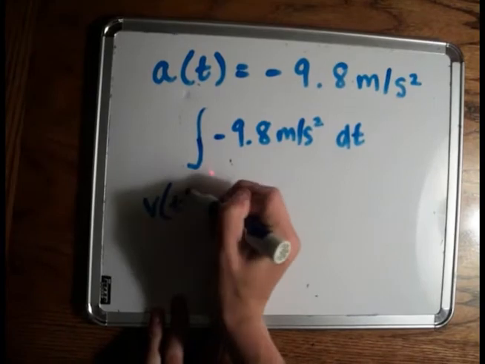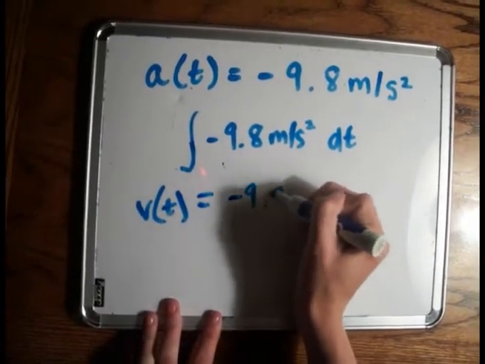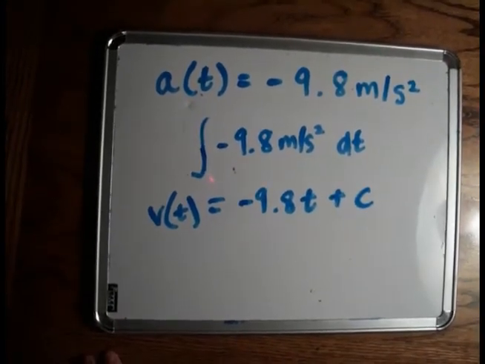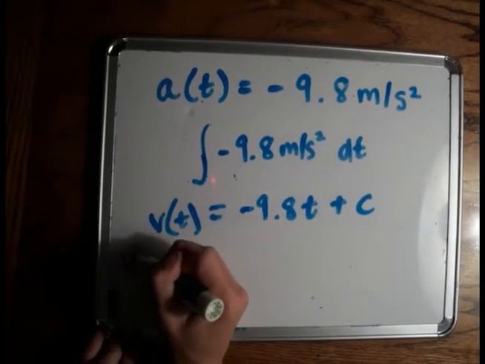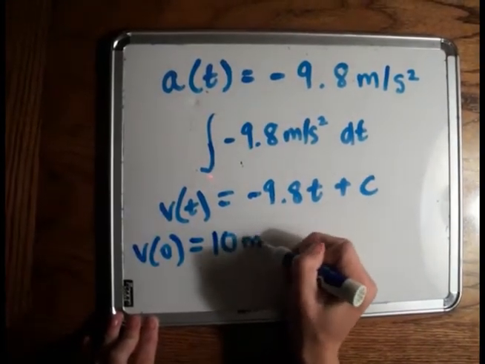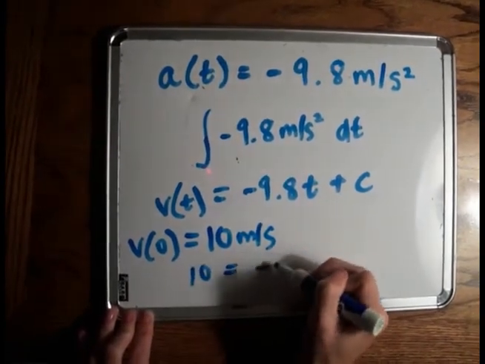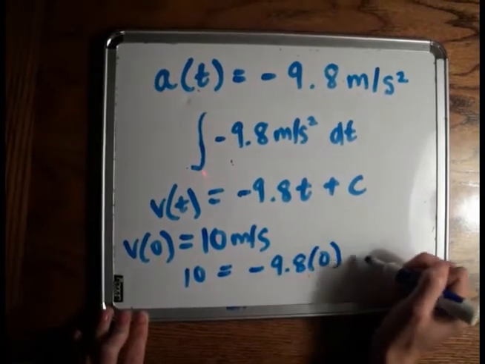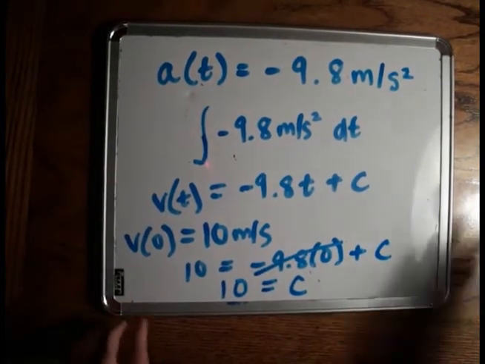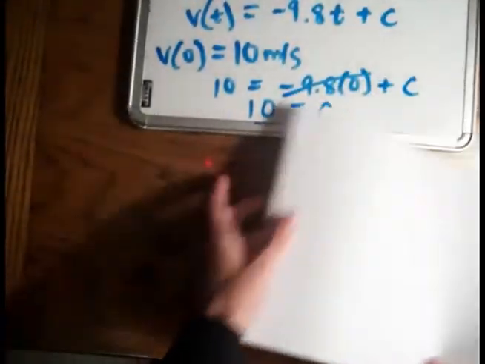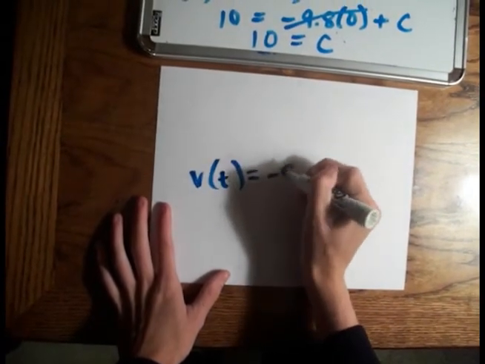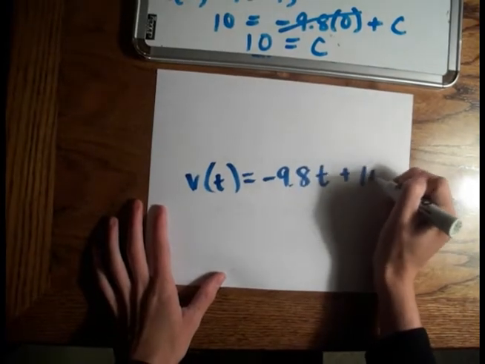And that velocity function would then equal negative 9.8t plus c. Now we have to find what this baby c equals. Well, let's use our information. We know that at time t equals 0, the initial velocity is 10 meters per second. So 10 meters per second at time equals 0 has to equal c. So if we cross this out, 10 equals c. So then we know that the velocity function is this.